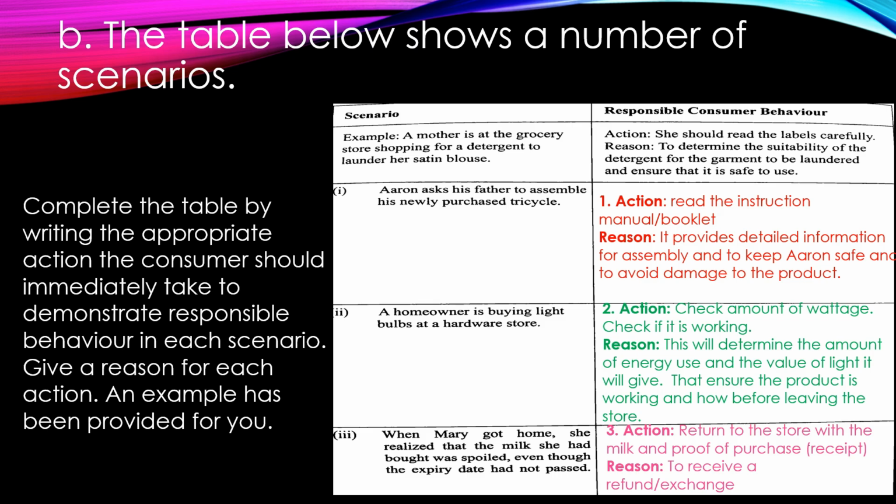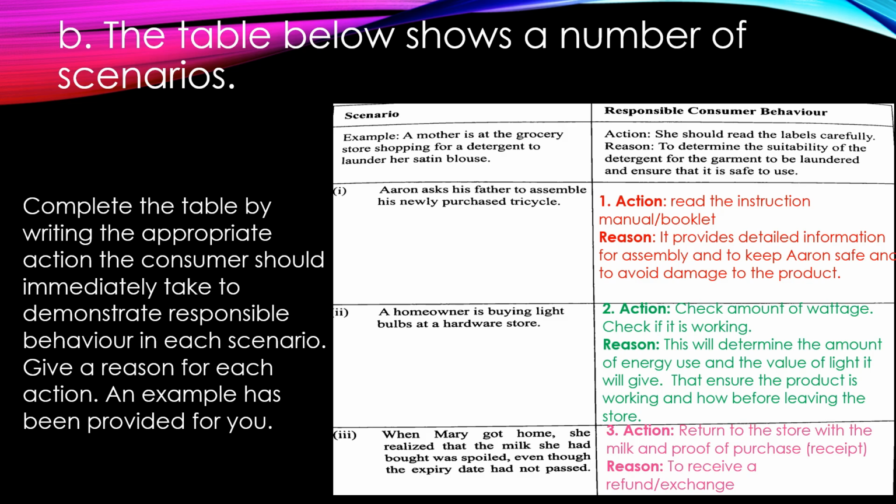Next scenario. A homeowner is buying light bulbs at a hardware store. Action. Check the amount of wattage. Or another action could be to check if it is working before leaving the store. Reasons. This will determine the amount of energy use and the value of light it will give, whether it is bright or it is dull, or it will give warm light or a cool light. So by carrying out that action of checking the amount of wattage, that is the reason for it.